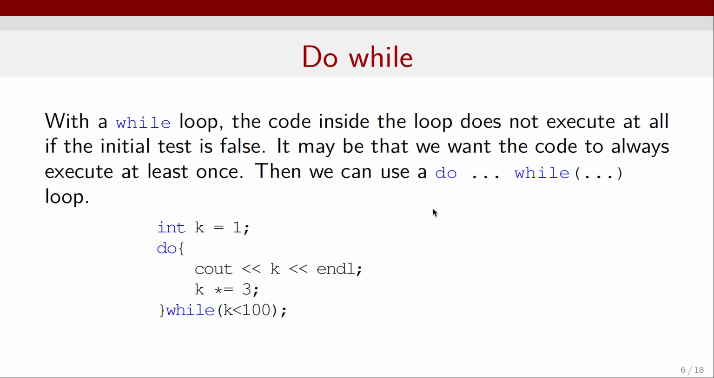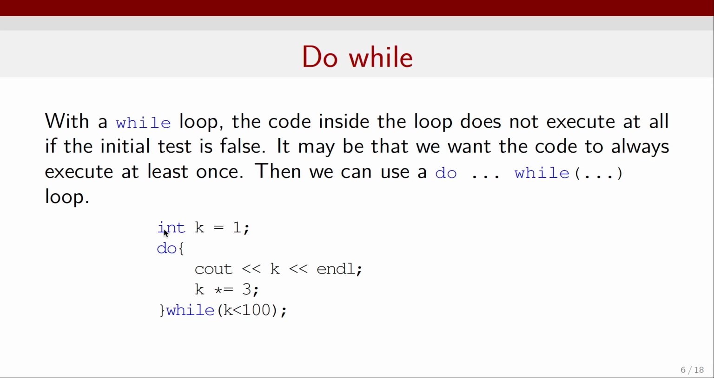You can also use a do while loop. So with a while loop, the code inside the loop does not execute at all if the initial test is false. And it may be that we want the code to always execute at least once. In that case, we can use a do and while loop.